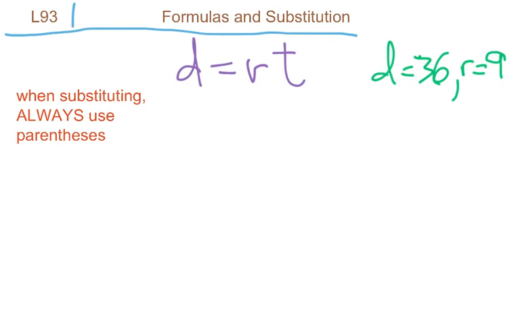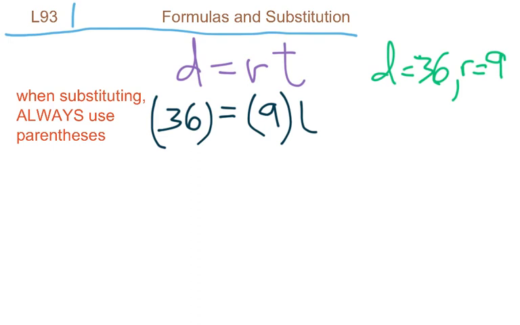But what I would do is, okay, I'm going to plug in for my D that 36 and use those parentheses as I've asked you to do. And then the R, we're claiming to be 9. And then the T, we don't know. So basically, we're going to find out what our T is.